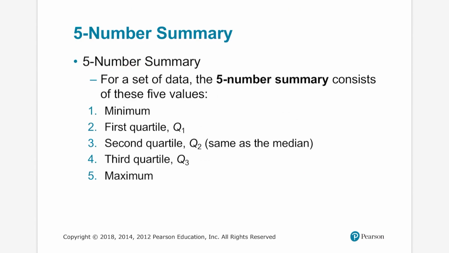5-number summary. For a set of data, the 5-number summary consists of these 5 values. First is the minimum value. Second is the first quartile. Then you have the second quartile, also known as the median, the third quartile, and the maximum. So if the question asks for a 5-number summary, they are asking for these 5 numbers.